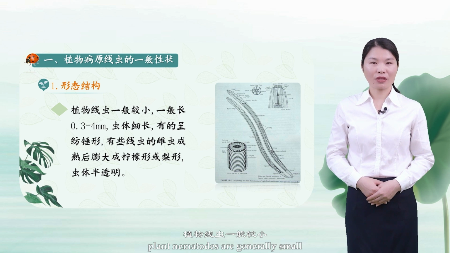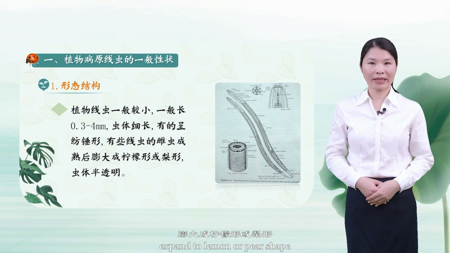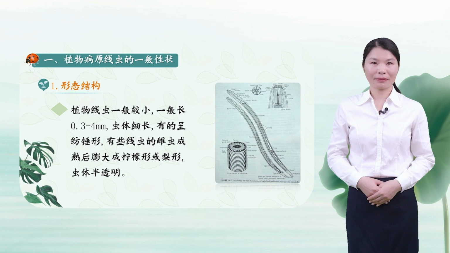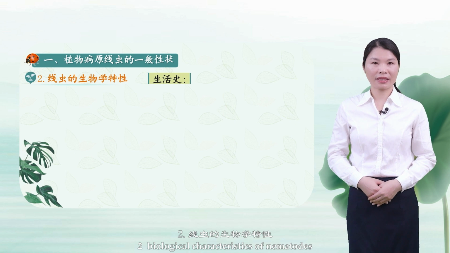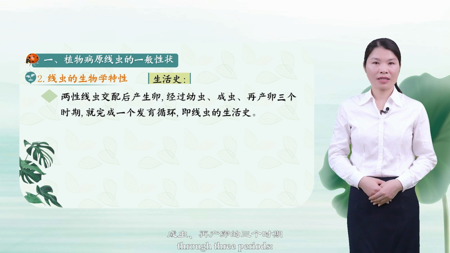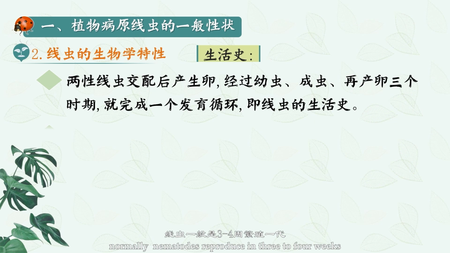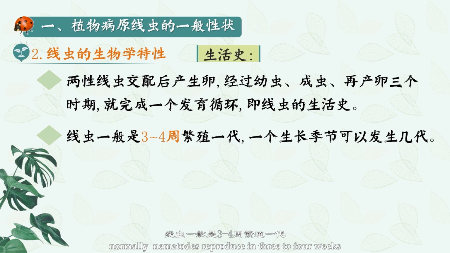General traits of phytopathogenic nematodes. 1. Morphological structure. Plant nematodes are generally small, 3 to 4 millimeters long, with elongated bodies, some fusiform, and some females expand to lemon or pear shape when mature. 2. Biological characteristics of nematodes. After mating, nematodes of both sexes produce eggs and complete a developmental cycle through 3 periods: larvae, adults, and eggs. Normally, nematodes reproduce in 3 to 4 weeks, and several generations can occur in one growing season.